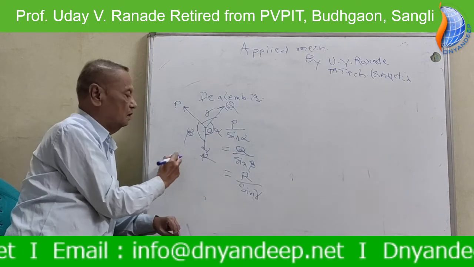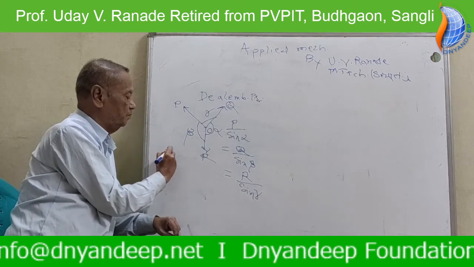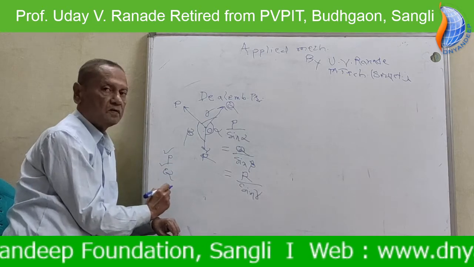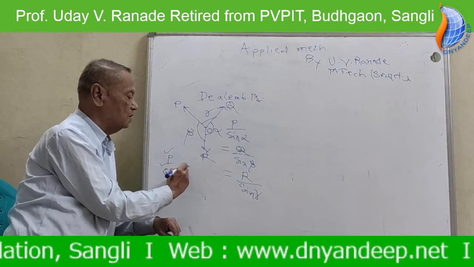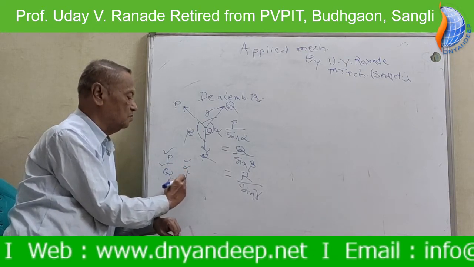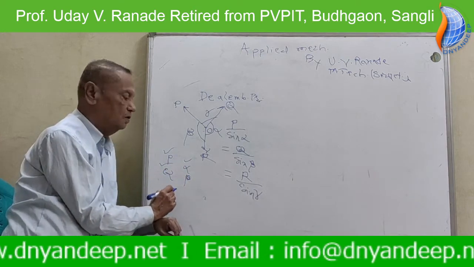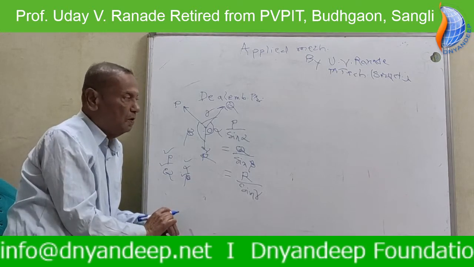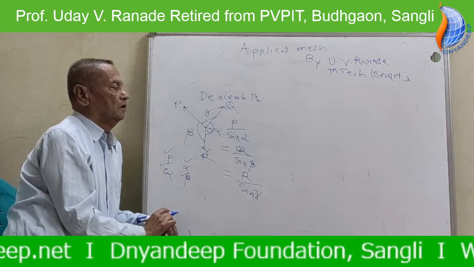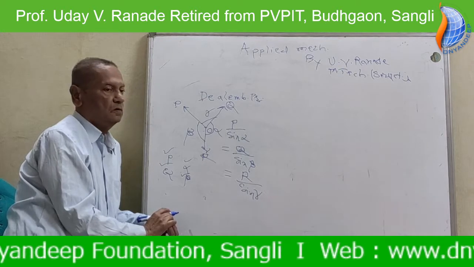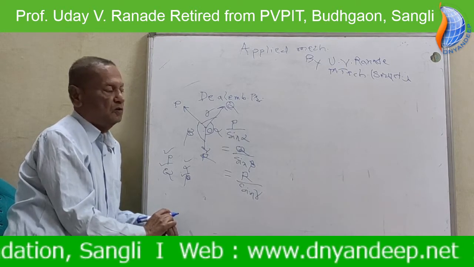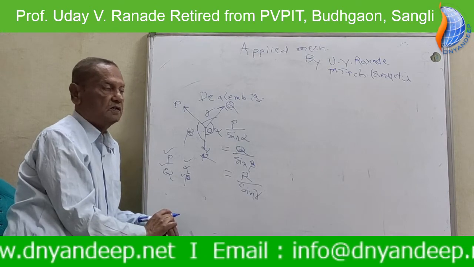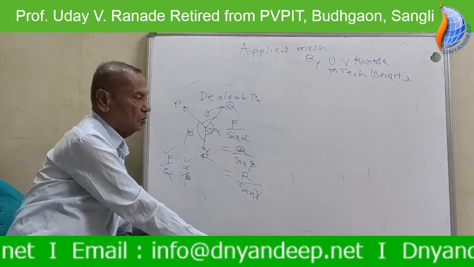Or like that, P may be found if it is asked, Q may be found if it is asked. Sometimes alpha may be asked, that can be found. Sometimes beta may be unknown, that can be found. So this principle is used to find out, of three forces, if two are given, or of three angles, if two angles are given, and so on.